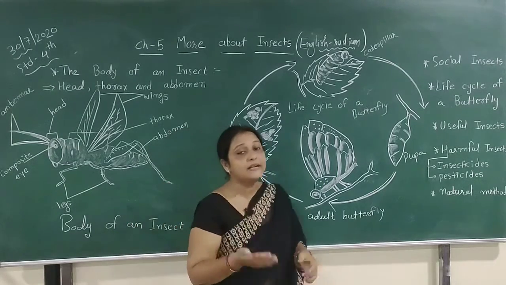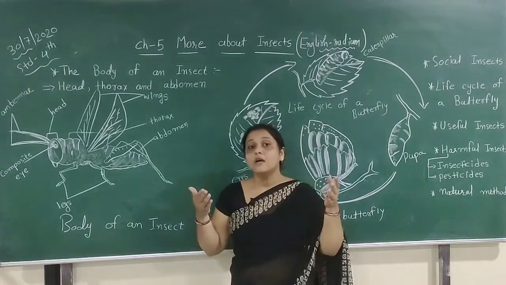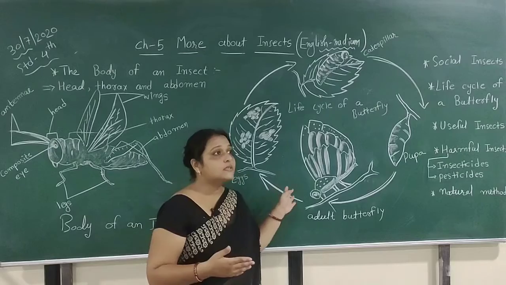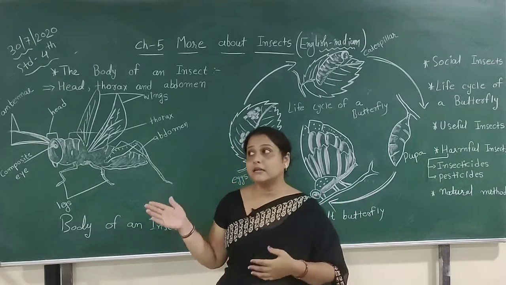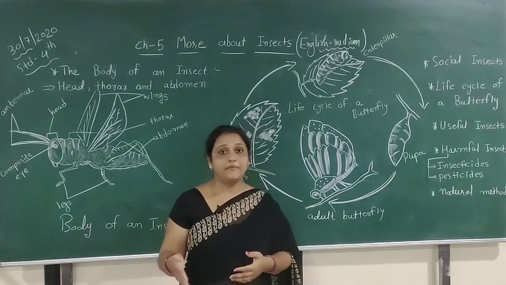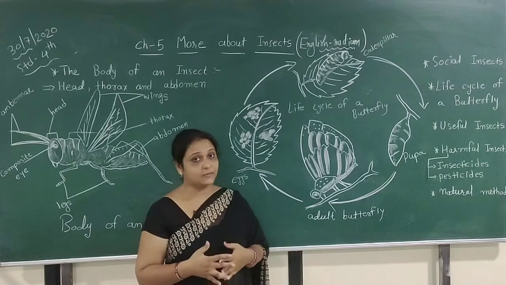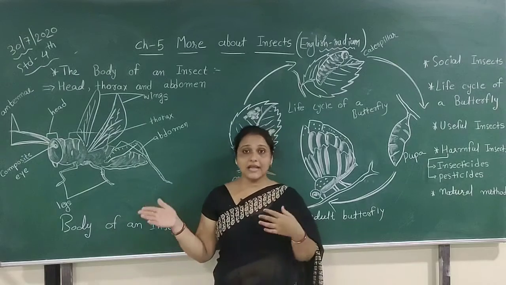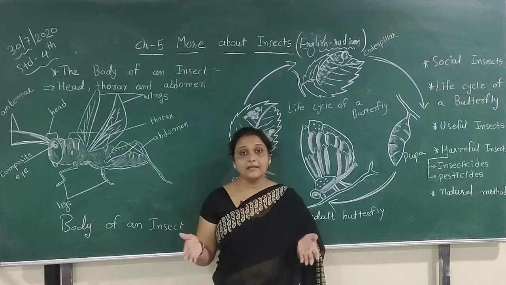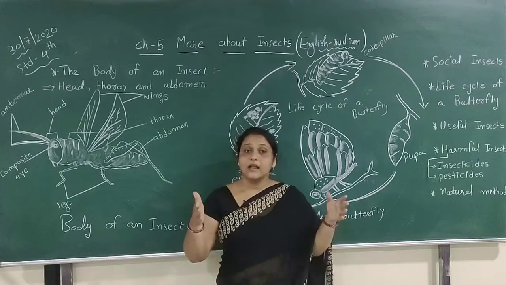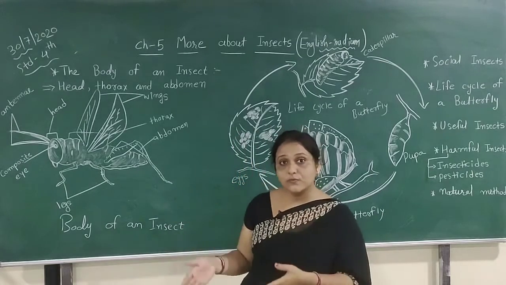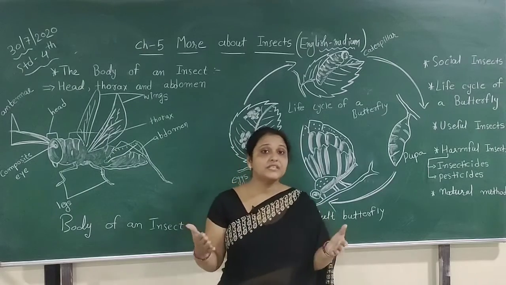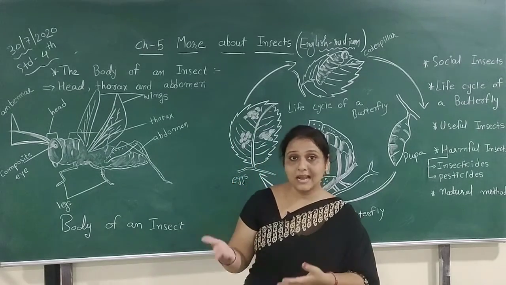We can get different things from the insects. For example, honey. Then after, we also get silk. Then after, some insects clean our atmosphere. Then after, we have many types of insects which are useful to us. But students, just as insects are useful, they can also be harmful to us. Like we have useful insects, we also have harmful insects which damage our life.